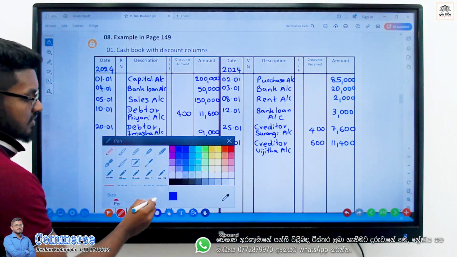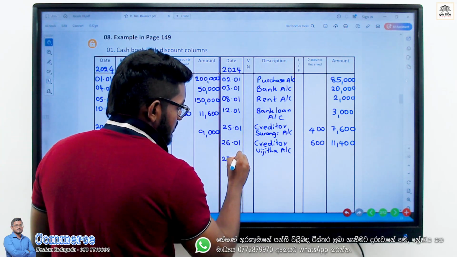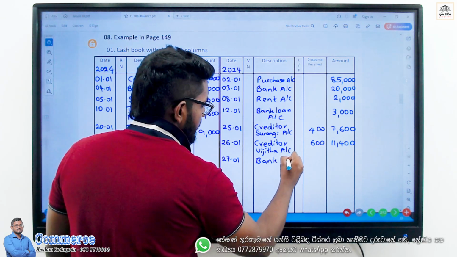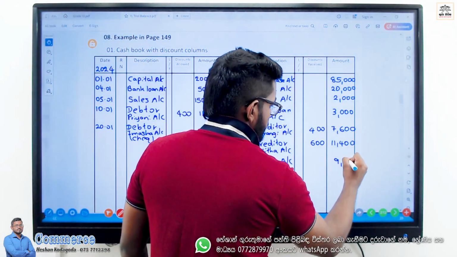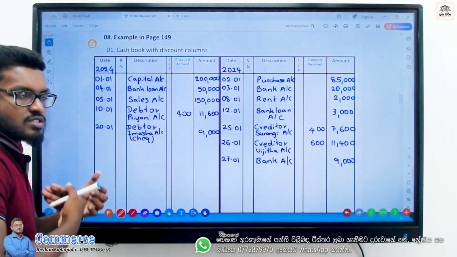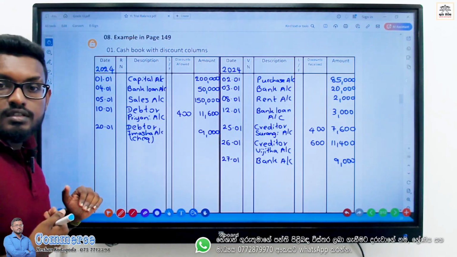So 27th we are going to deposit it. So 27th of January, bank account, cash book credit, bank account debit. So 9,000. You know, we are now taking it out from the drawer. That's why cash book credit. Okay. Bank account debit, right?